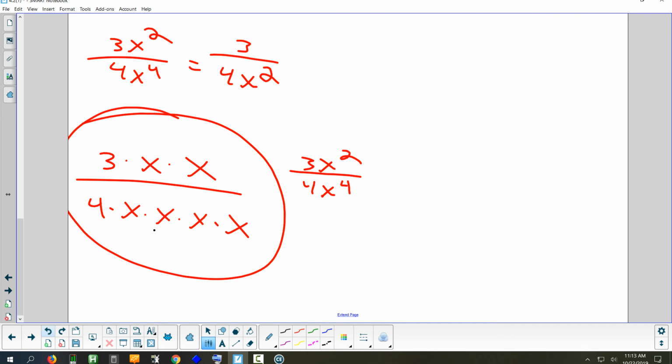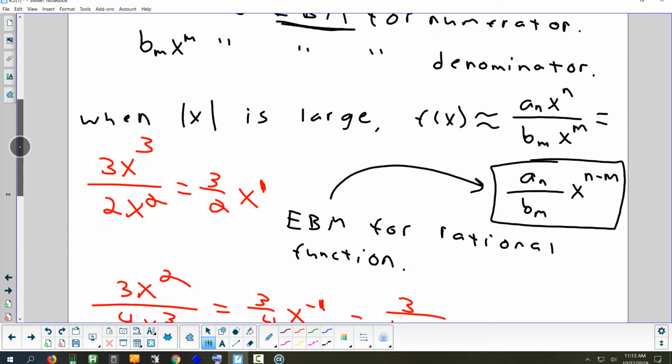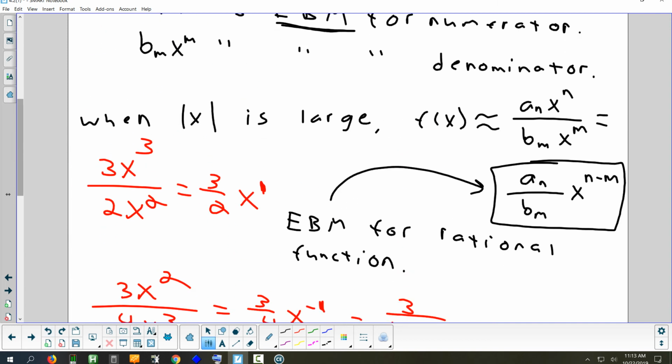Whenever you have a variable with a power, the answer always ends up wherever you had more variables. So if you've got 2 in the top and 4 in the bottom, you're going to end up with x's in the bottom when you're done. That's just how I remember it. So it's wherever you had more to start. Okay? So any questions on how we're going to find an EBM for rational functions?